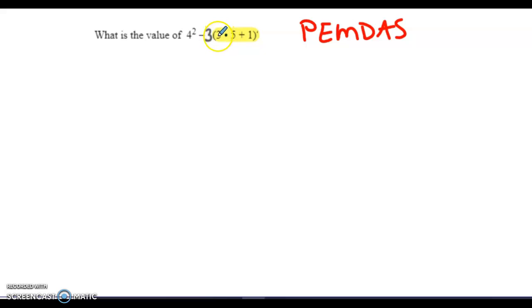So inside the parentheses, I have 3 times 5 plus 1. Well, we do want to multiply before we add. So we're going to do 3 times 5 first. 3 times 5 is 15. And then I'm just going to bring down that plus 1, and now I'm going to add those together. 15 plus 1 is 16. Now I'm going to go ahead and drop down the rest of this.